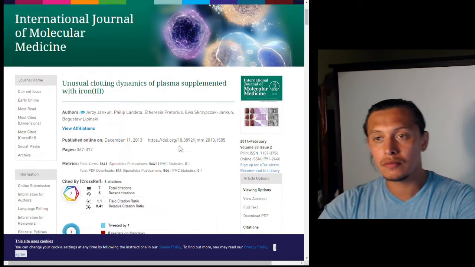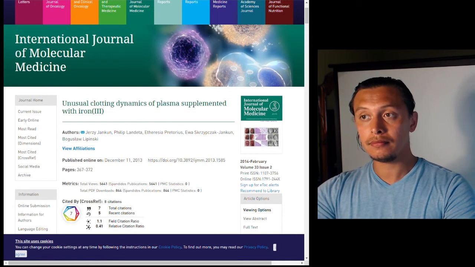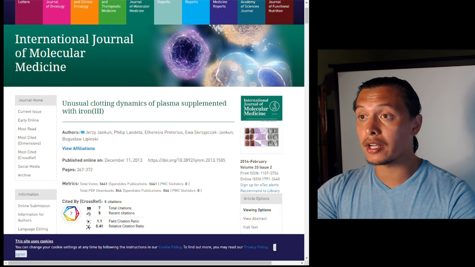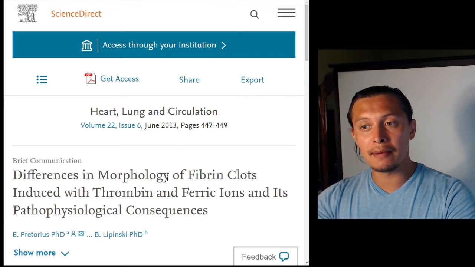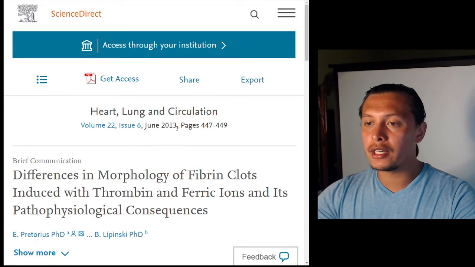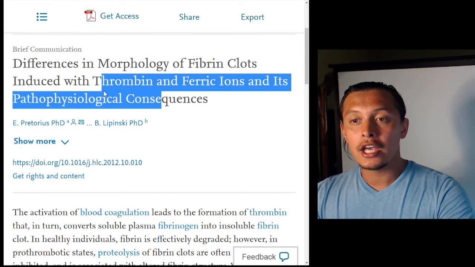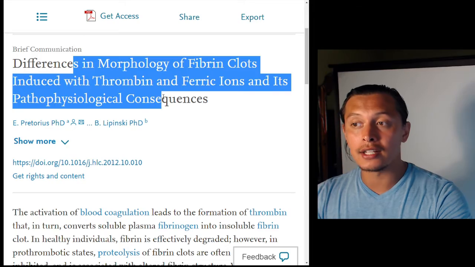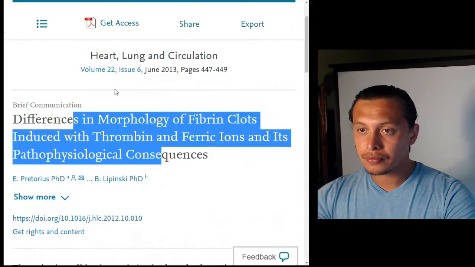So that is one way that iron 3+ can cause clotting. And then there was this paper that came out a little bit later, June 2013, called Differences in the morphology of the fibrin clots induced with thrombin and ferric ions and its pathophysiological consequences.